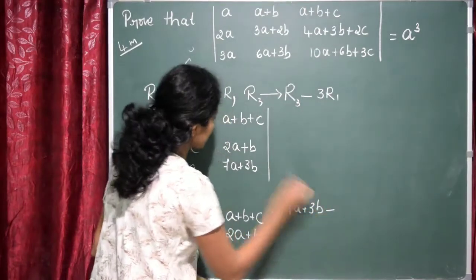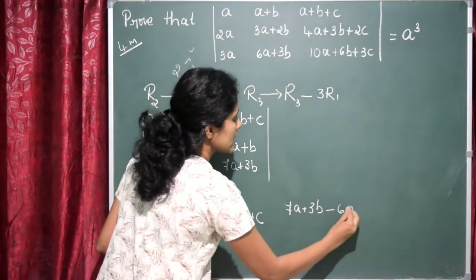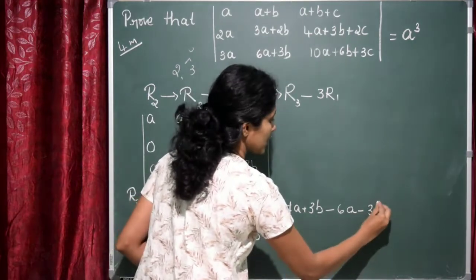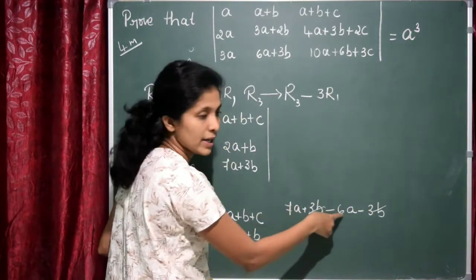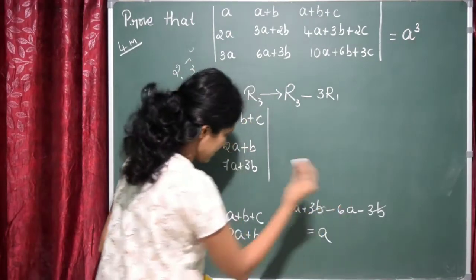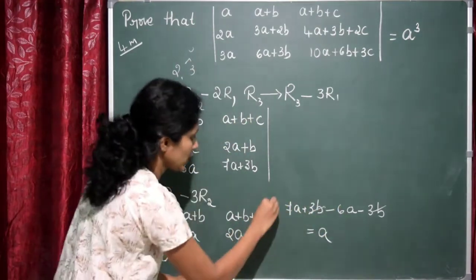So this will be now 7A plus 3B. We are multiplying by 3, minus 3 into 2 will be 6A minus 3B, right? Plus 3B and minus 3B will get cancelled. 7A minus 6A will be equal to A. I hope you understood this one. This is equal to A.